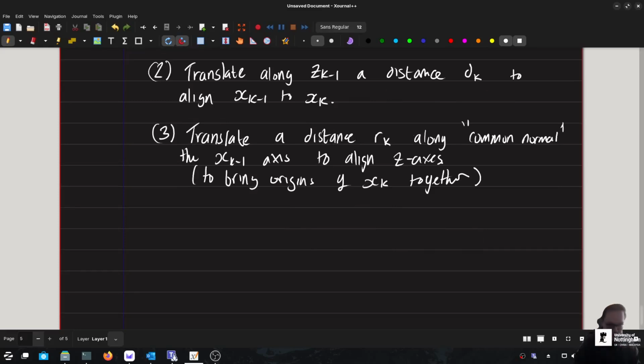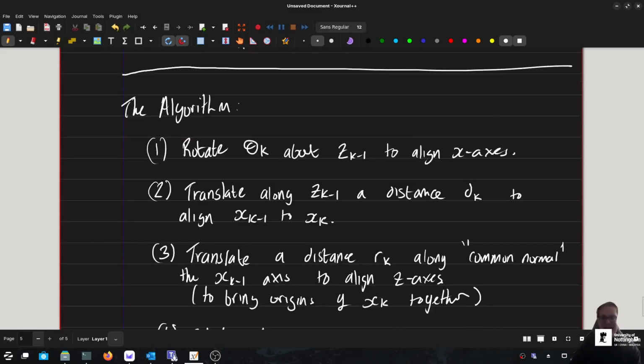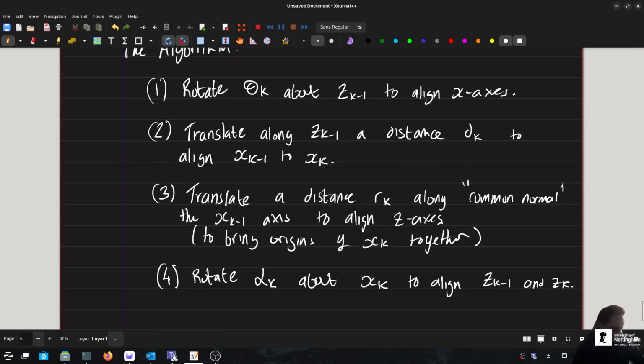That's the technical term. And then 4, you need to rotate alpha k about the current x-axis to align zk minus 1 and zk. And that's the algorithm. So we've got an algorithm, but now we need to perform the mathematics in order to actually do it.